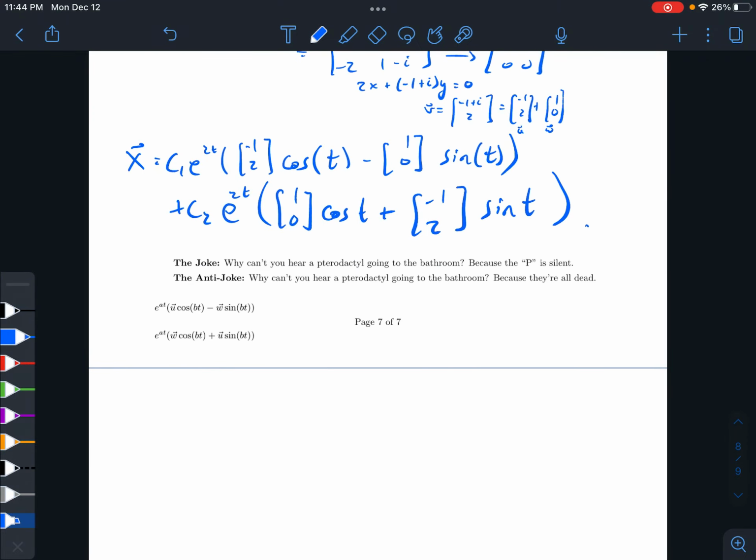Cool. There's a good joke at the bottom too. I'm pretty sure this exam was written by my friend Paula, who is obsessed with puns. Paula loves puns. That's one thing I know about. Okay.